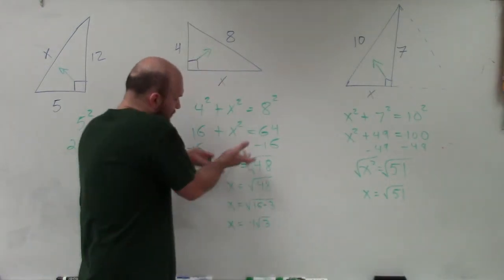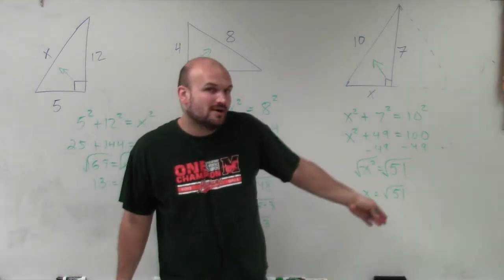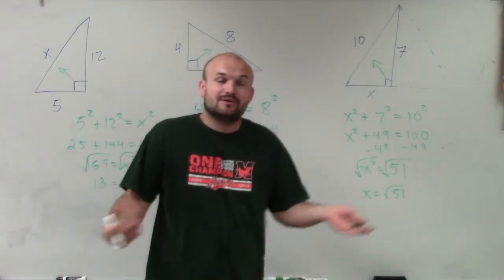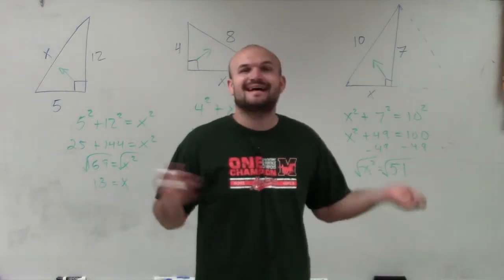However, unlike the previous problem where we simplified, with this one there are no square numbers that I can factor out. I can't break down 51. 51 is not a perfect square factor, so that's going to be our final answer.